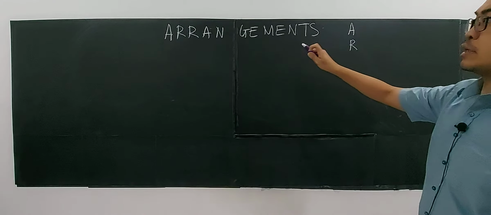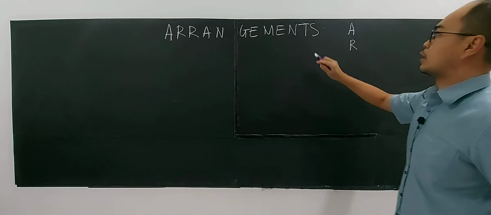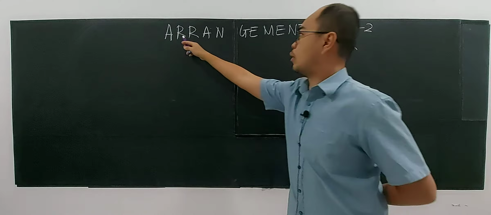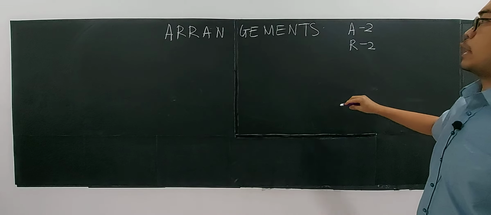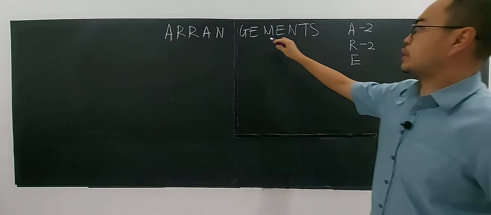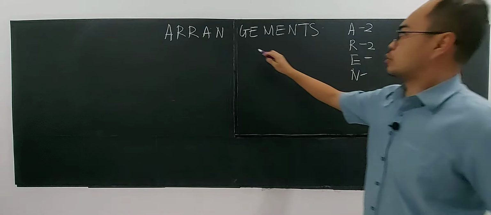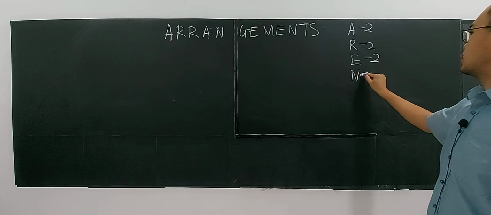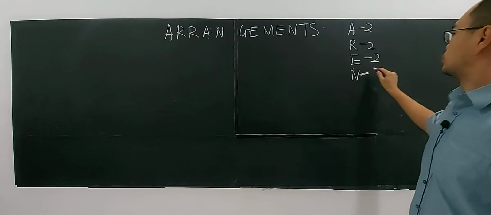So let's see, arrange A, you have how many A? 1, 2, 2 A's. R, how many R? 1, 2, 2 R's. Followed by N. I think E is repeated, right? Oh, N also repeated. So E you have 2, double E. So N you have 1, 2.